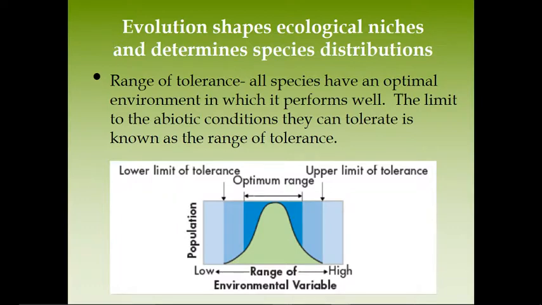Okay, so all species have something called a range of tolerance, which is basically the limit of abiotic conditions that they can tolerate. So basically, if they die in that environment, it isn't in their range of tolerance. A good example would probably be a giraffe in Antarctica. The giraffe would quickly freeze to death, so Antarctica's environment is definitely not within the giraffe's range of tolerance.